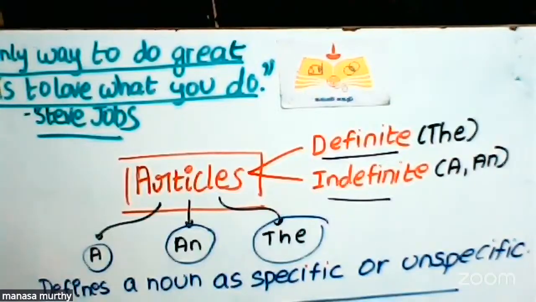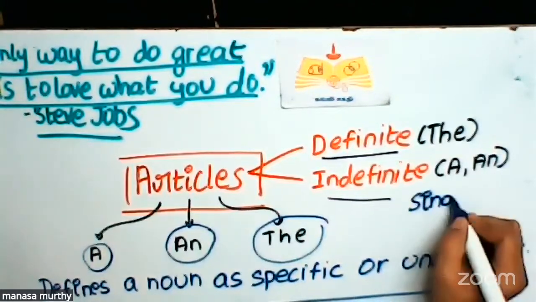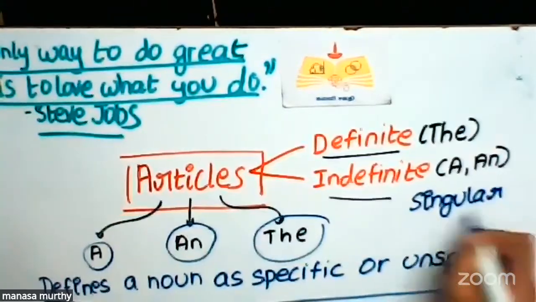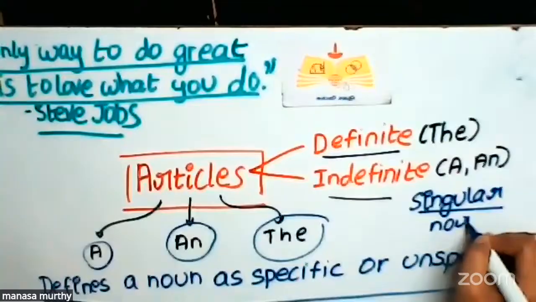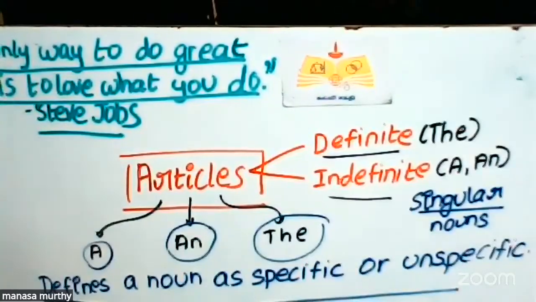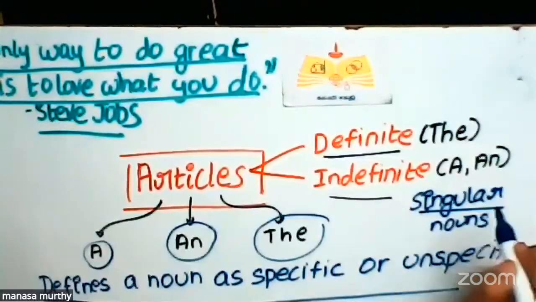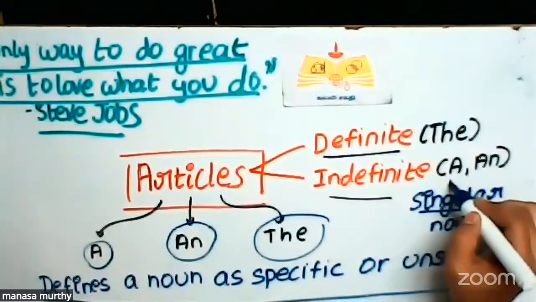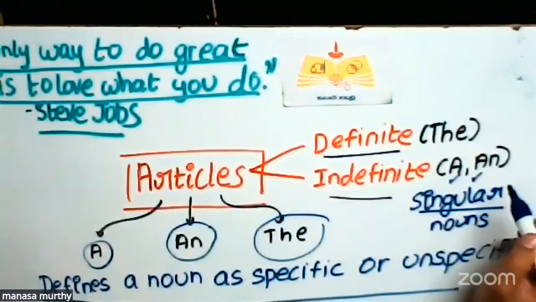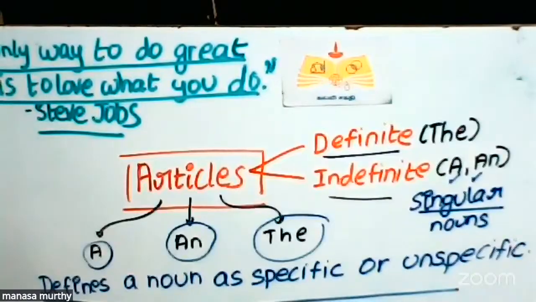So a is used, a and an, it is used for singular nouns. Singular nouns, we use a and an. It either has a vowel sound or a consonant sound. That is how we know where we have to use a, where we have to use an. Right? We'll see the rules one by one, where we use a, an and the, along with a lot of examples as well.